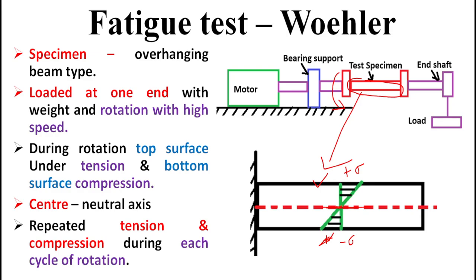as the specimen rotates, in each cycle both compression and tensile stress are created. Repeated tension and compression occur during each cycle of rotation. The central axis is the neutral axis with no stress. So compression and tension keep alternating repeatedly in every cycle. This is the fatigue test, with high speed and loading conditions.